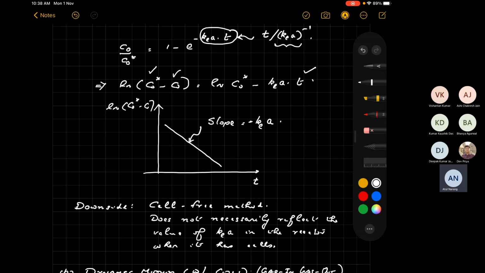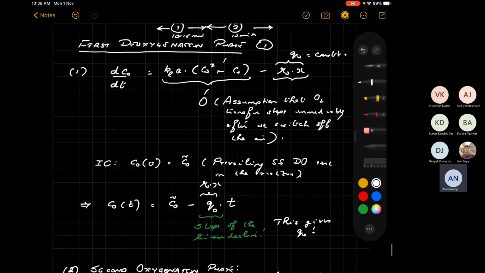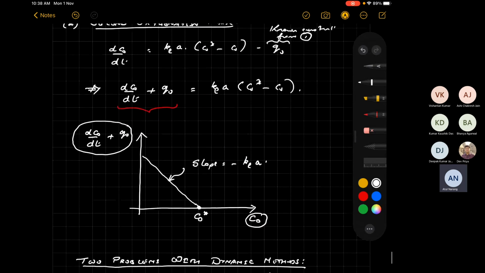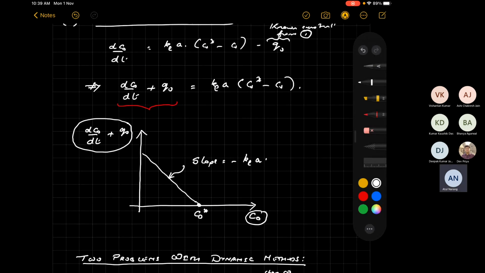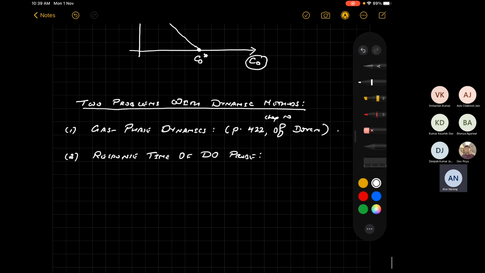So I don't want to get into the detail. You can read this. This is discussed on page 420, chapter 10 of Duran.